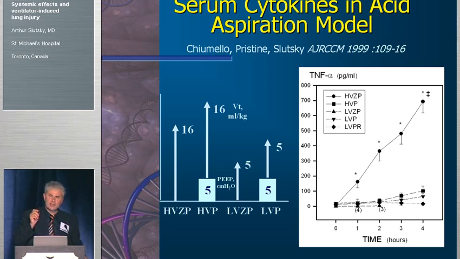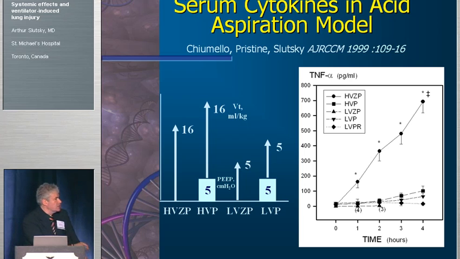This is now serum TNF level, not lavage TNF level. The time is on the x-axis from 0 to 4 hours. You can see again that there's just one group in which there's a marked increase in serum TNF. That's the group over here, 16 ml per kilo, 0 PEEP. So this tells us two things. The most important thing, I think, is that the ventilatory strategy one uses can impact not only what's happening in the lung, but also what's happening in the circulation through release of mediators.